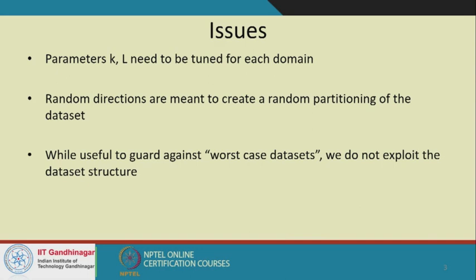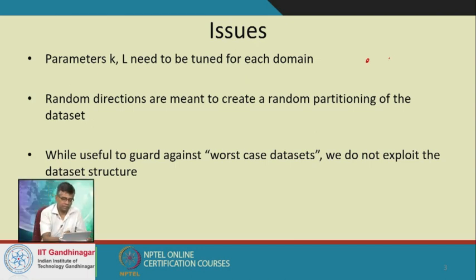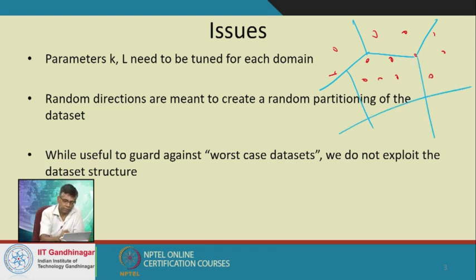The basic intuition that LSH brings is that we are creating a random partitioning of the data set. If the data set lies as follows, then each hash table hi can be thought of as building a random partition, as we have already talked about before. The points in each partition go to one of the buckets in one of the hash tables. Each hash table is a separate random partitioning of the data. So why is this useful? This is really useful to guard against worst case data sets.